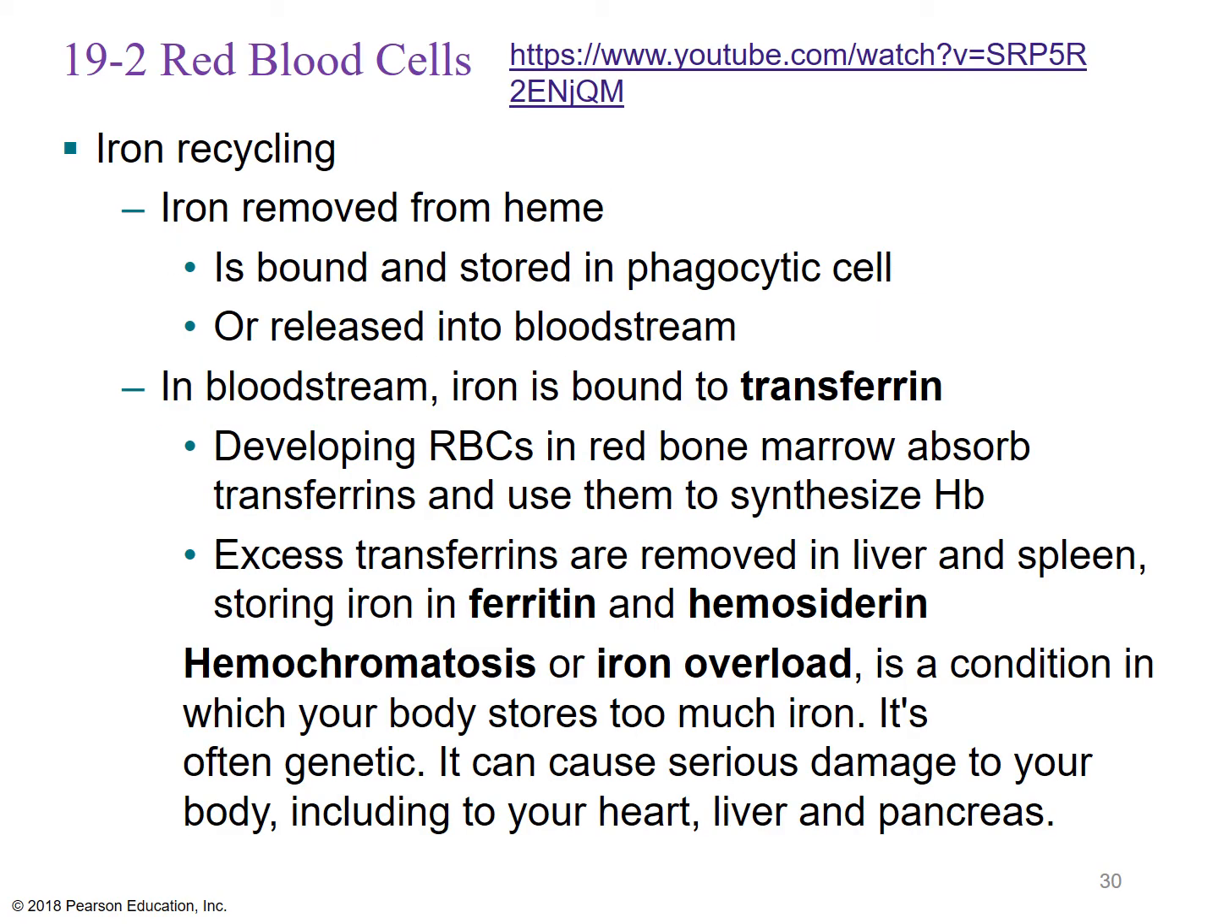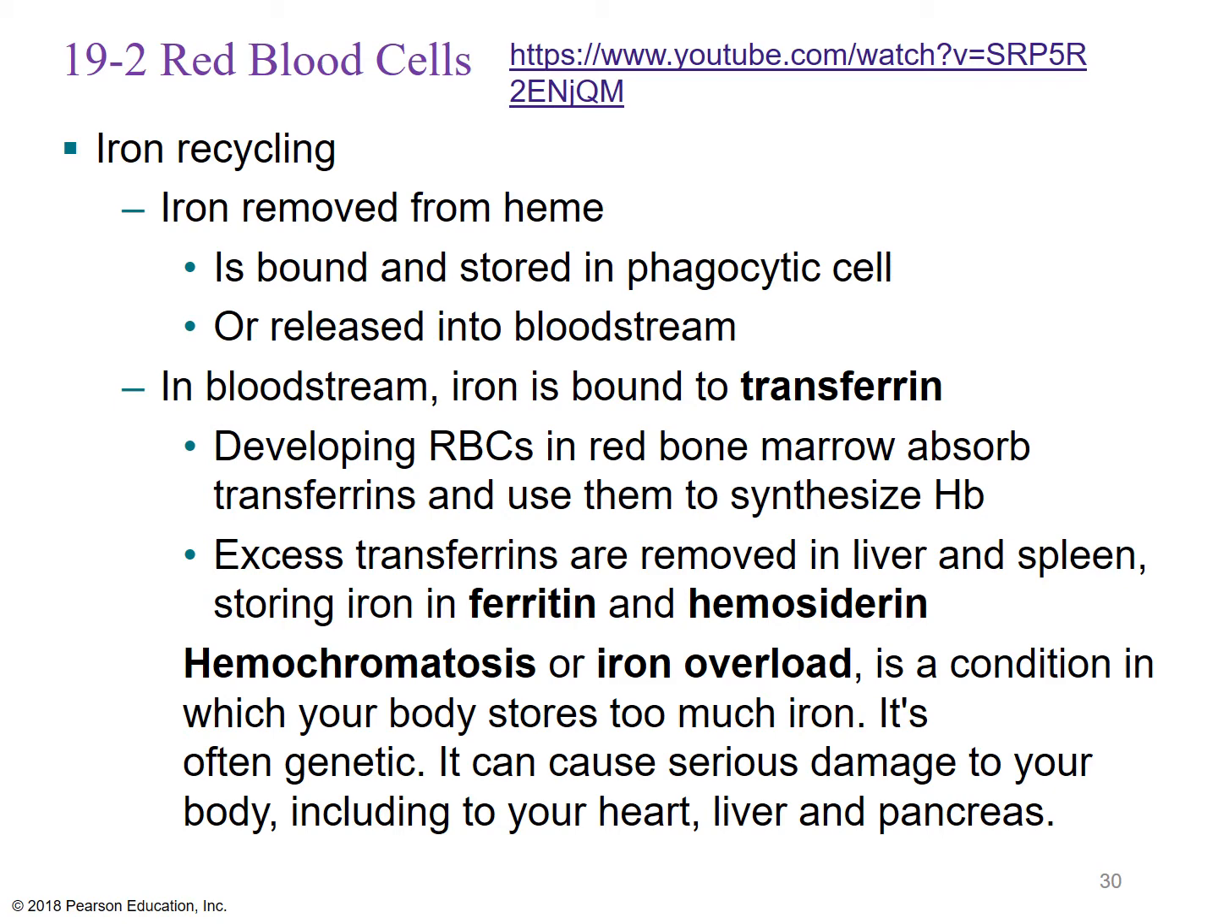Same thing here, except for at the bottom. I didn't talk about what's at the bottom. If we have the excess transferrins removed in the liver and the spleen, then we can store iron in other storage forms called ferritin and hemosiderin.